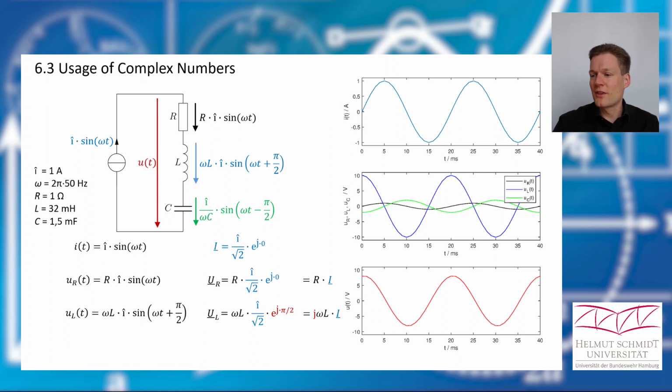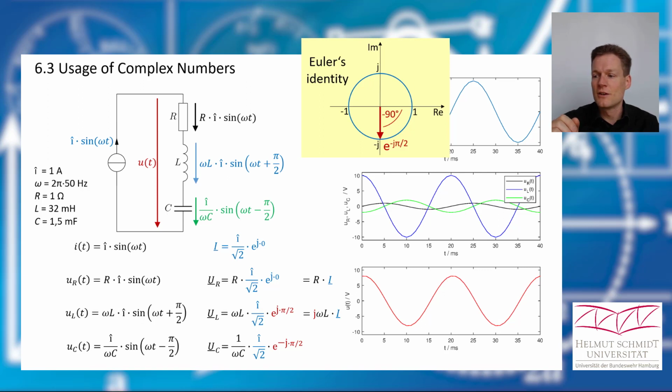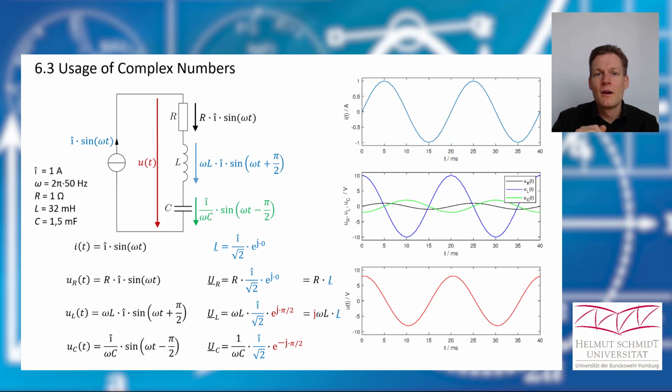Okay, and now let's have a look at the capacitor. This here would be the voltage drop in time domain, and if I express it with complex numbers, it looks like this. This time we have a phase shift of minus 90 degrees in our function, and therefore I have here this Euler's identity with e to the power of minus j pi half. And if we have a look in our complex plane, e to the power of minus 90 degrees is just minus j. And I could also express minus j by 1 divided by j. So that means we could write our equation like this.